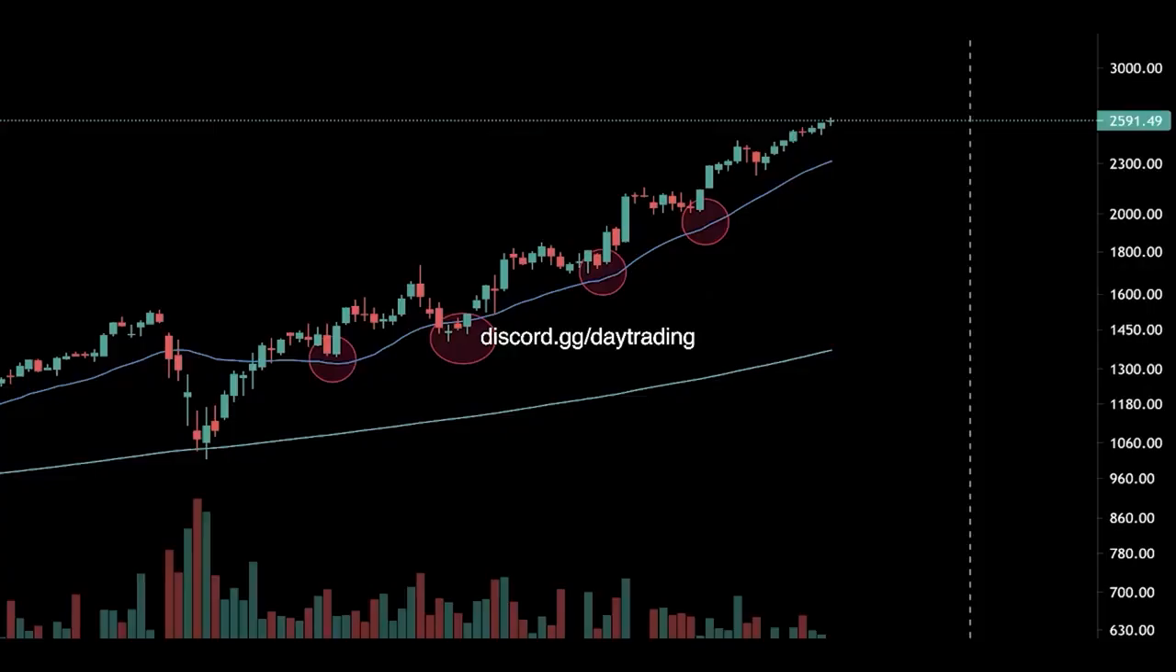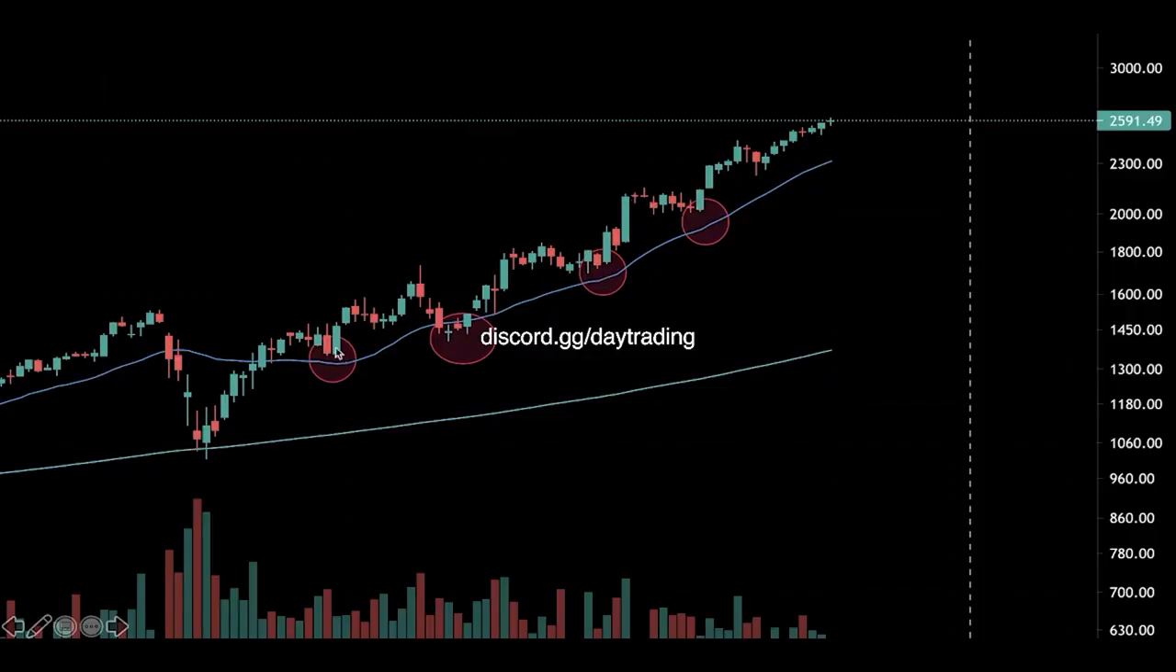Okay, let's look at some examples. You can see right here, this is the 20-day moving average. We are trending higher. It is under price. You can see that every time price touches the 20-day moving average, every time it retraces to the 20-day moving average, it goes higher.